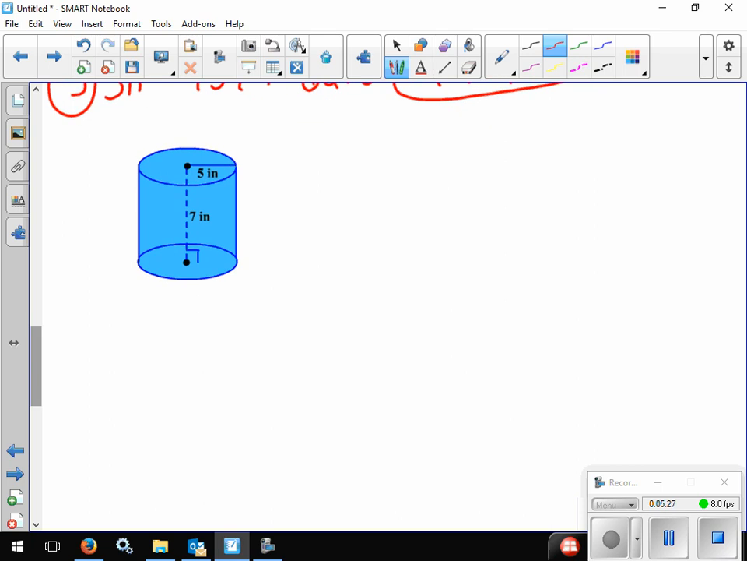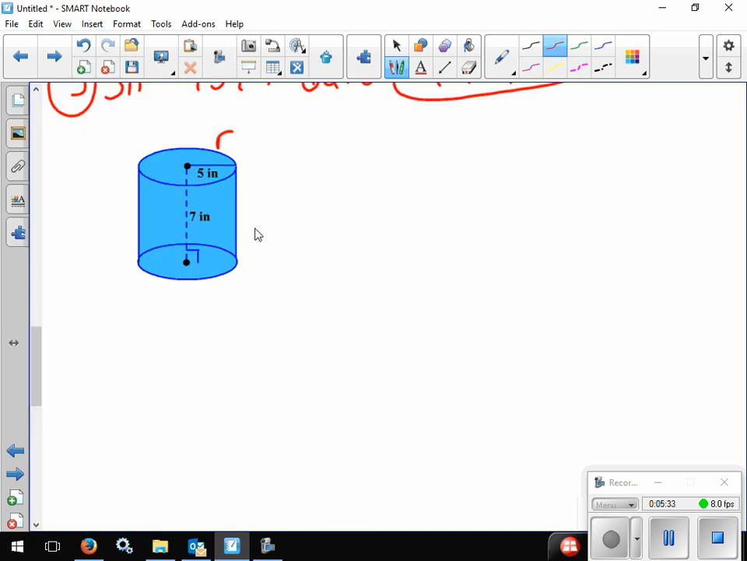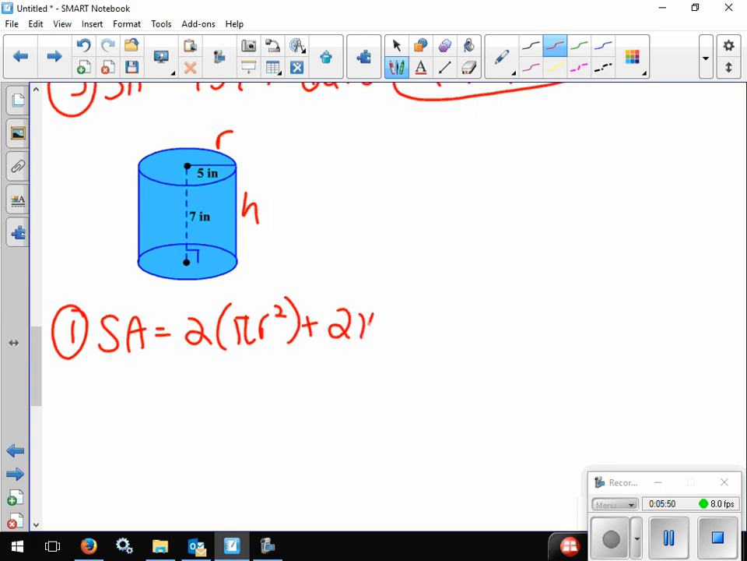Okay, so here's another cylinder. Again, sorry, 5 is our radius, and 7 is the height. They're just showing you the height on the inside. It's still the height, doesn't matter where they show it to you. It's just your height. Okay, so first thing we do, always write the formula. 2 times pi r squared plus 2 pi r times h.